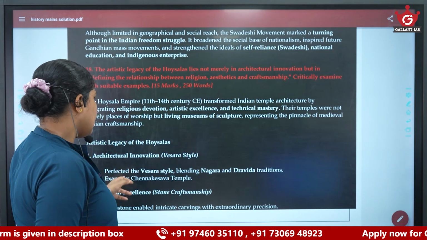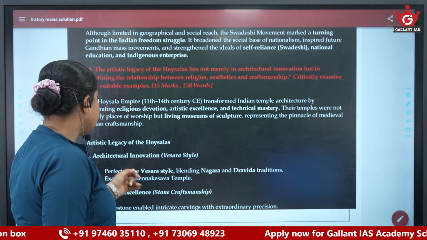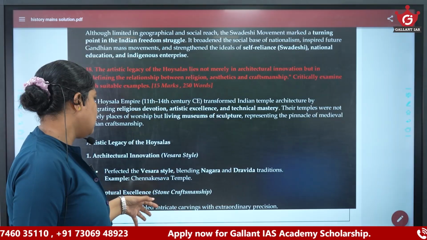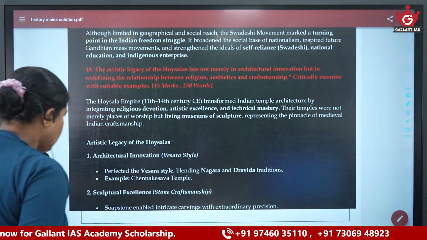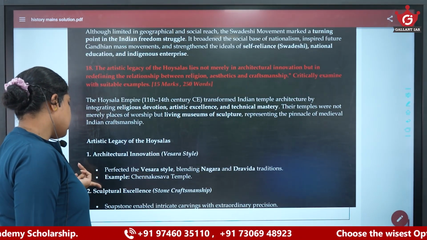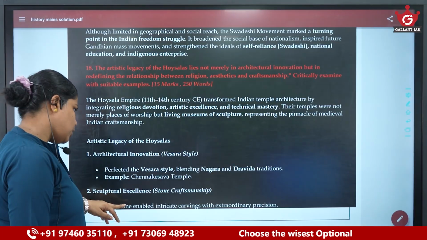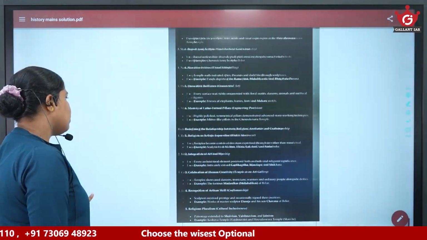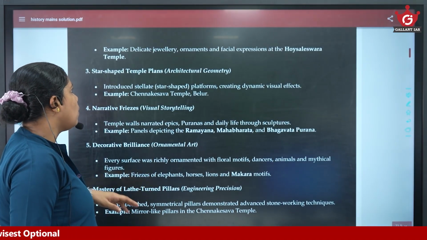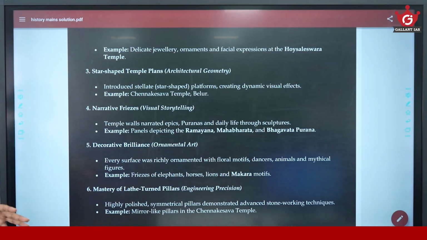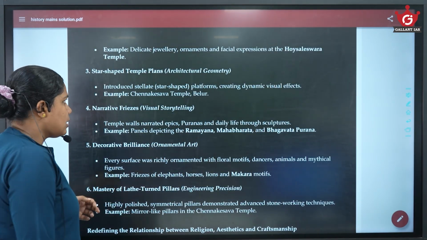You can talk about the architectural innovation, about the Vesara style. You can mention about how they blended Nagara and Dravida to get the Vesara style. You can mention about the Chennakesava temple. Okay. Next is the sculptural excellence. You can mention about the stonecraft and how precisely it was managed. You can talk about the Hoysaleswara temple, how the delicate jewelry, ornaments and facial expressions are being represented there.